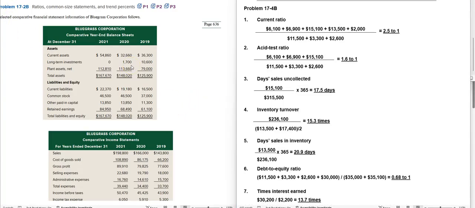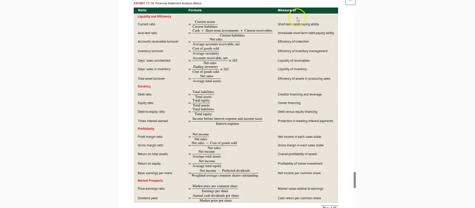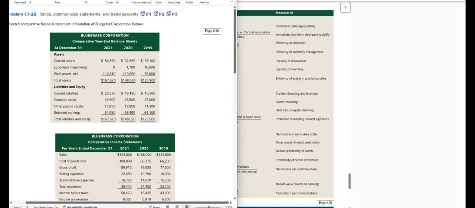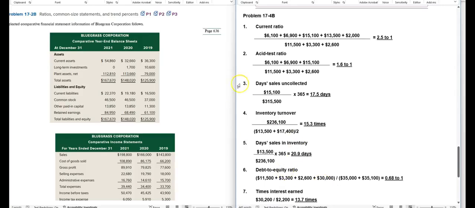So let's take a look at another problem that has us working with more of the ratios that I referred to in that first problem. Pulling up the summary in your textbook, this is exhibit 17.16, and this really shows you all of the different ratios that we're going to work with. So I will toggle back and forth a little bit as we're working on this problem. Let me pull back up the problems.